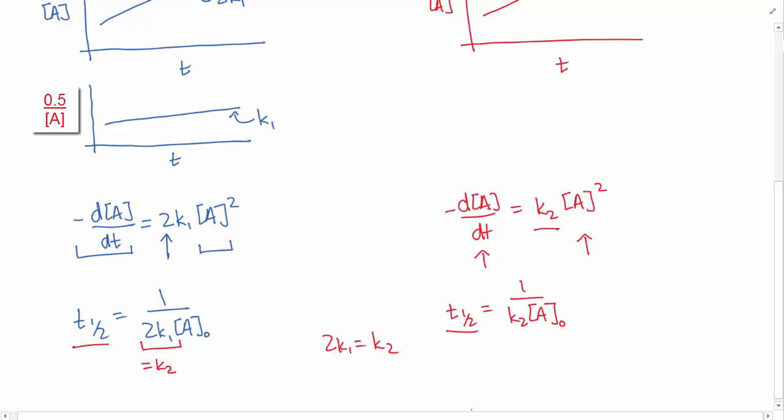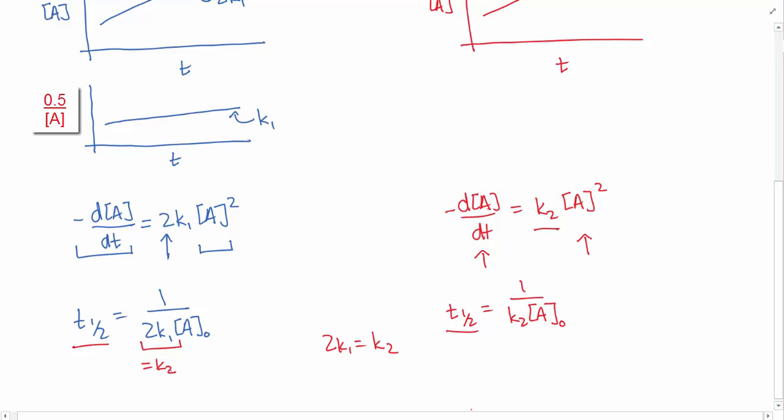And that makes sense. It shouldn't matter which convention we choose. The reaction will take the same amount of time to go from its initial concentration to half that concentration. So those are the two different ways that we can look at second order reactions of this type. You'll get a different rate constant depending on which convention you choose.